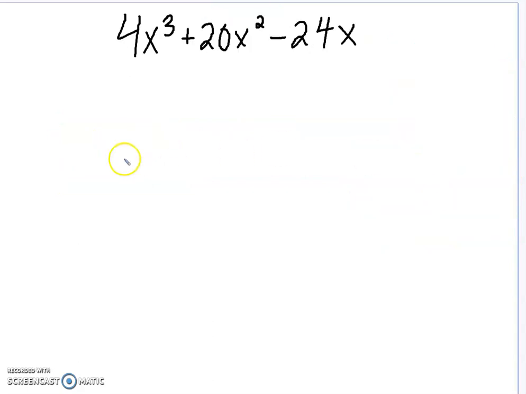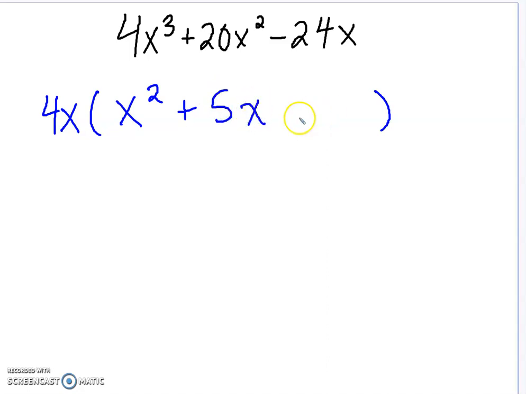The way that I could complicate a problem would be to give you something like this. Before you start any factoring problem, you should identify if there is a greatest common factor, and if there is, you need to factor it out. In this case, 4, 20, and negative 24 are all divisible by 4. And then we have x cubed, x squared, and x. So they all also contain an x. So the greatest common factor here would be 4x, which would leave me with x squared plus 5x minus 6.